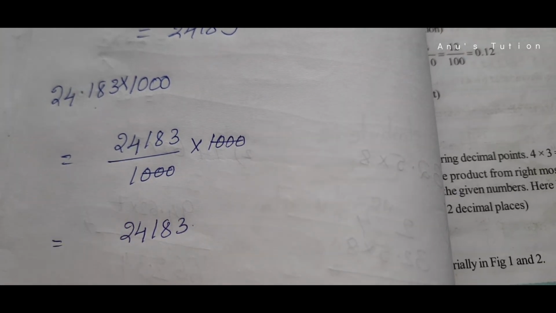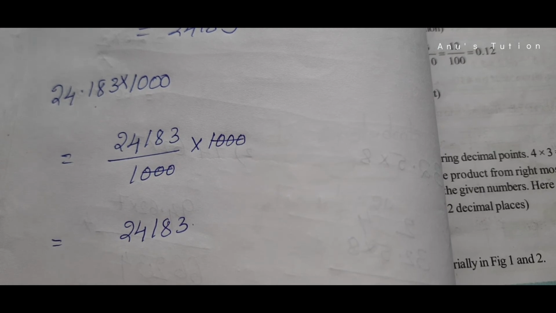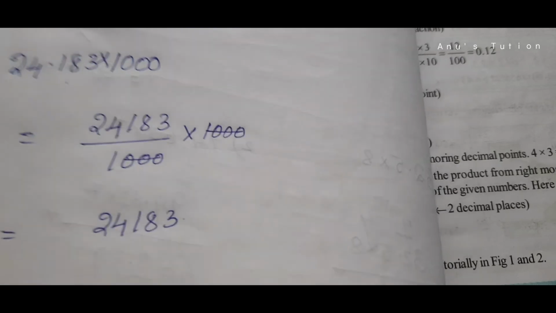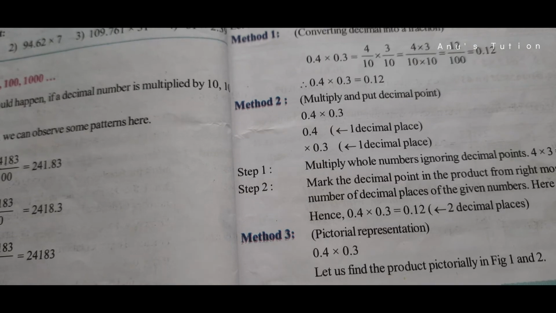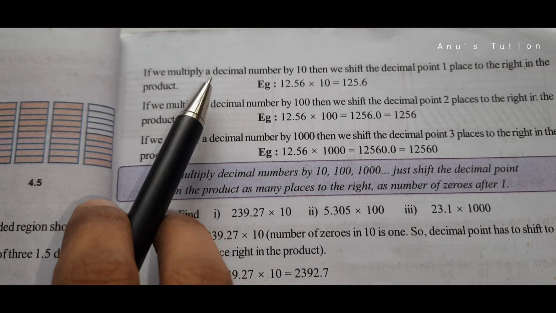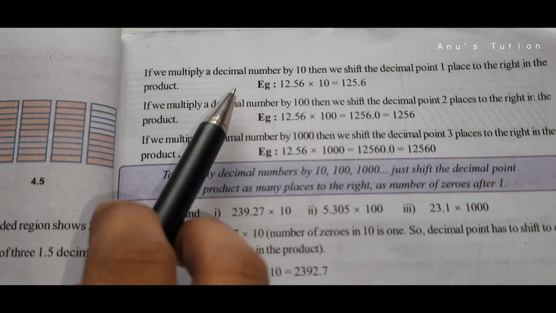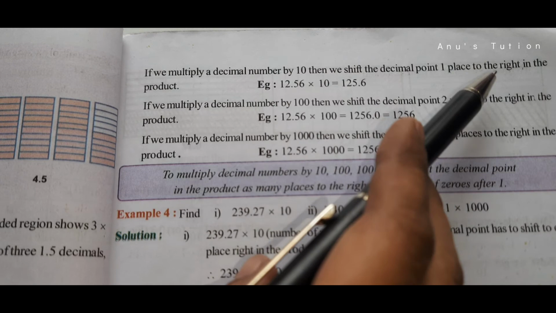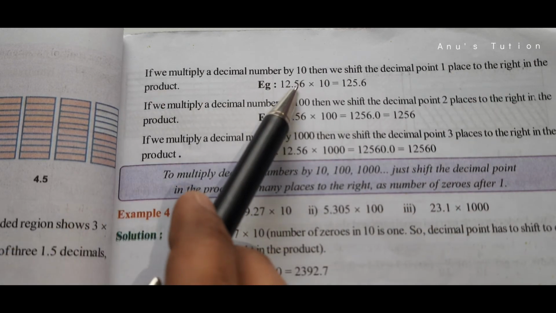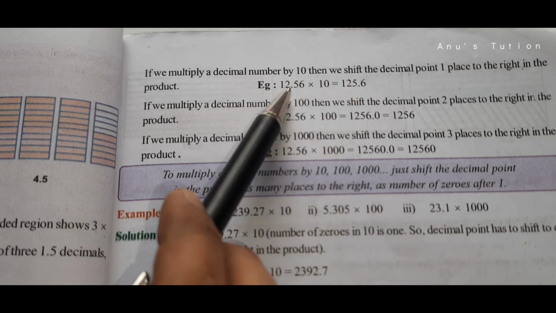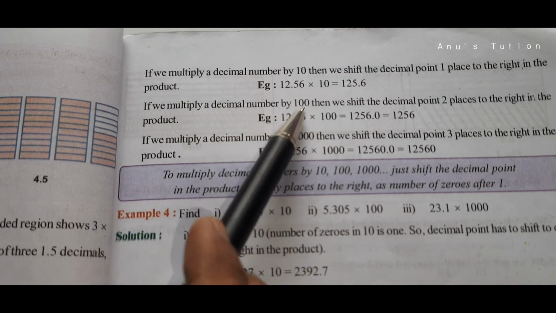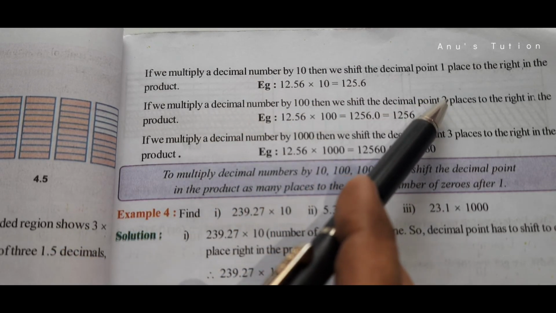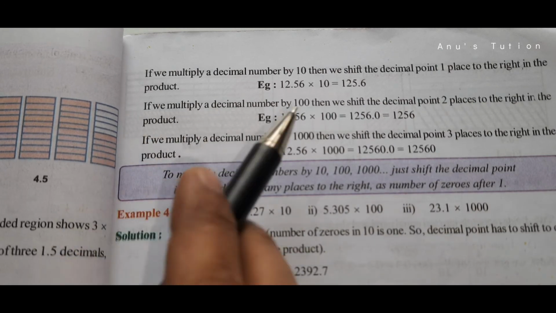10, 100, 1000 are also whole numbers, so we can multiply and get the results. Next, these are the rules when we multiply a decimal number by 10. If we multiply a decimal number by 10, then we shift the decimal point one place to the right in the product. If we multiply a decimal number by 100, then we shift the decimal point 2 places to the right in the product.